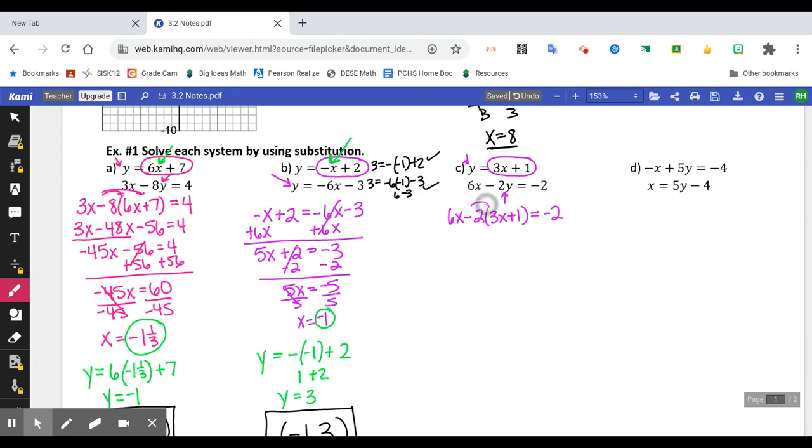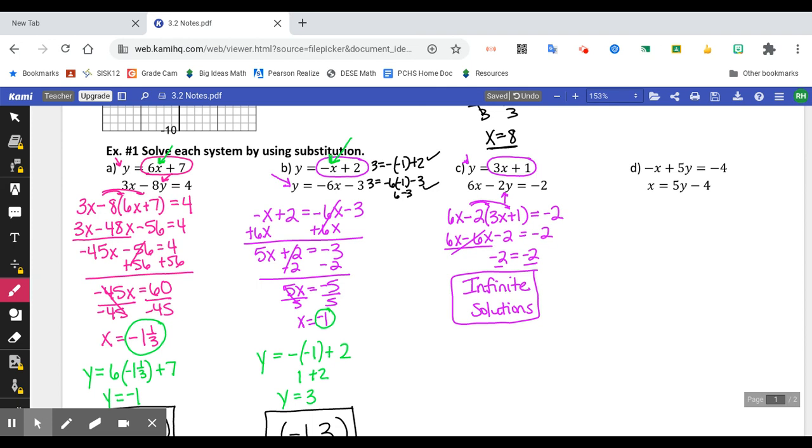Now we solve. I'm going to distribute negative 2. 6x minus 6x minus 2 equals negative 2. If you notice, these are going to come together and cancel out. So now I have negative 2 equals negative 2. And we know that when we lose variables, we have two choices for answers. If these are the same, then we have infinite solutions. The same that we learned in our first unit on solving equations.